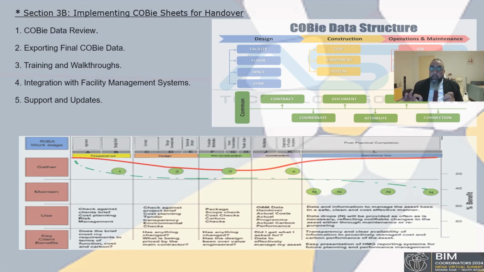Then, export the final COBie data sheet: use the COBie extension or other BIM tools to export the final COBie spreadsheet from the complete BIM model. The data should include detailed asset information, warranties, maintenance schedules, and other critical data required for the facility's operation.